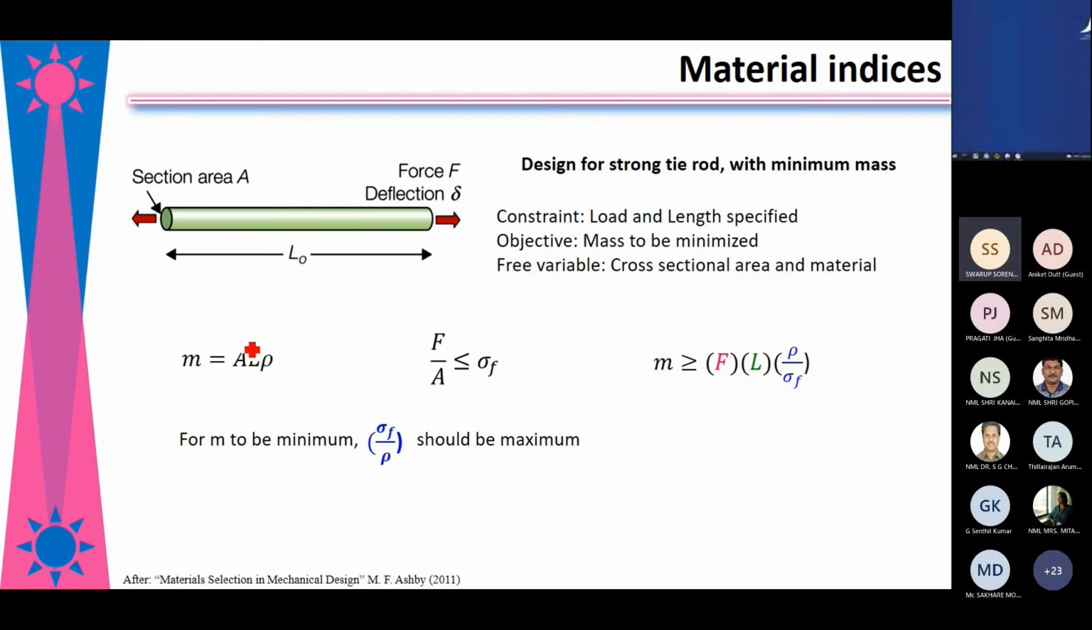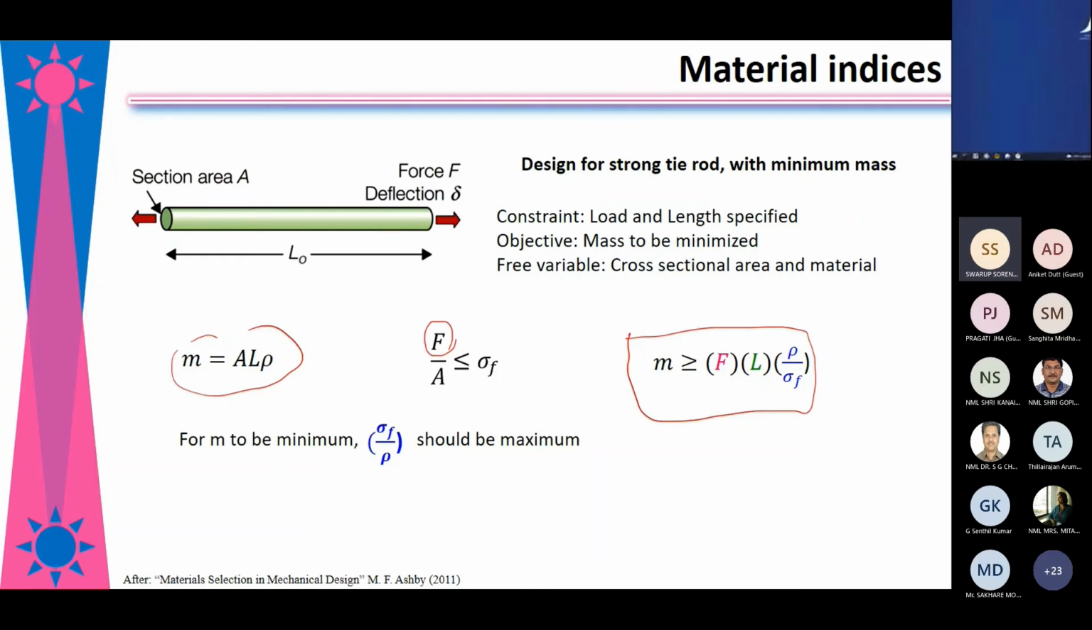So the mass of this will be area into length, that is volume, into the density, and it has to withstand a load of F. So the strength of the material should be more than F by A. So mass will be F, L, and rho by sigma F. This is the expression we end up with.